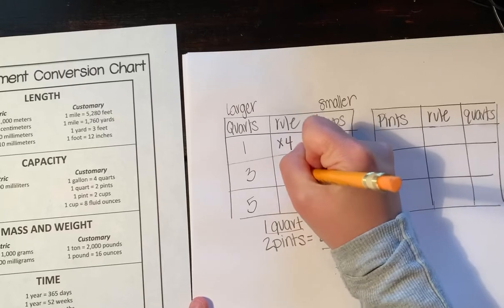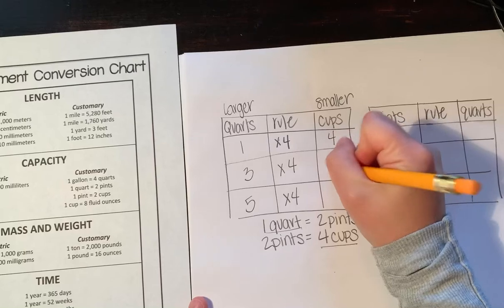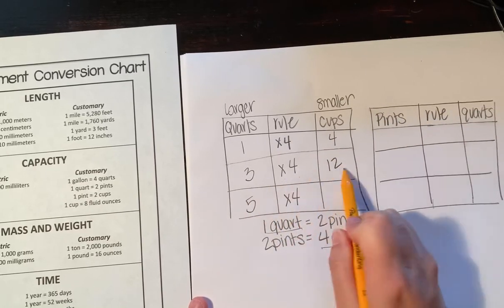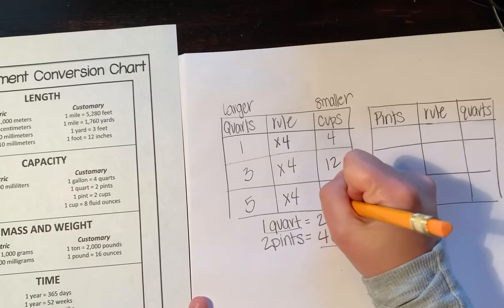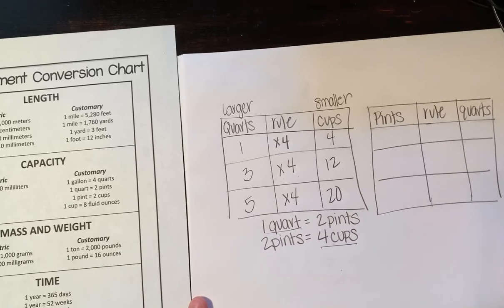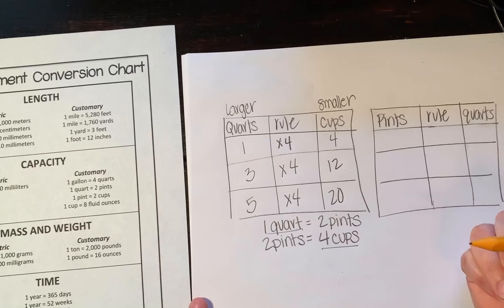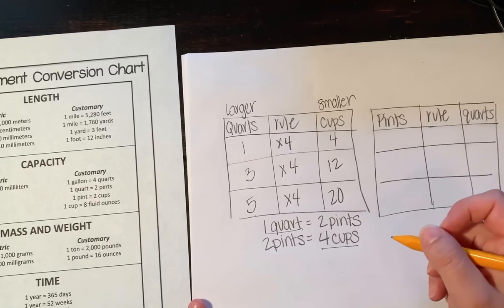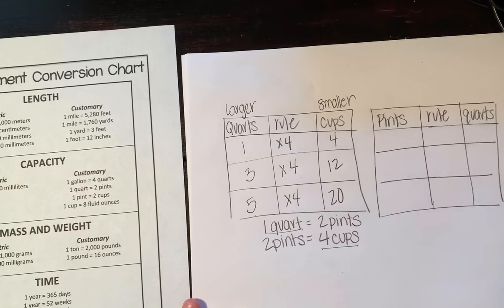I'm gonna go ahead and do my rule on this table. So 3 times 4 is 12. So 3 quarts times 4 is 12. 5 quarts times 4 is 20 cups. And that will also, guys, if you need to go back and look at Gallon Guy, I have put it on the second slide. That will also help you be able to figure out how many cups are in a quart.